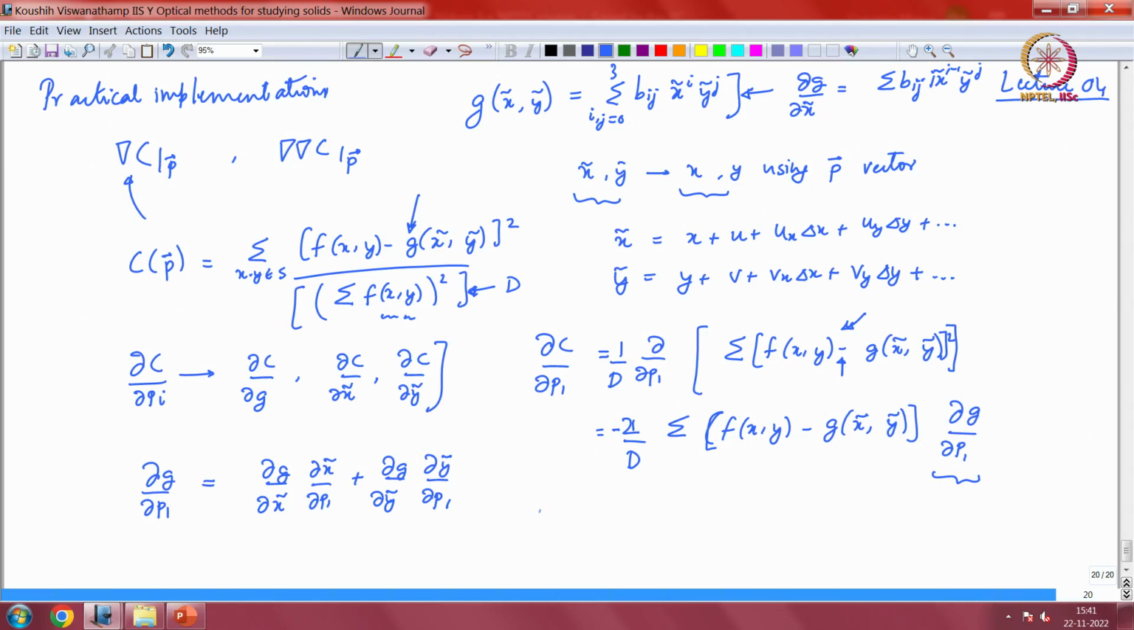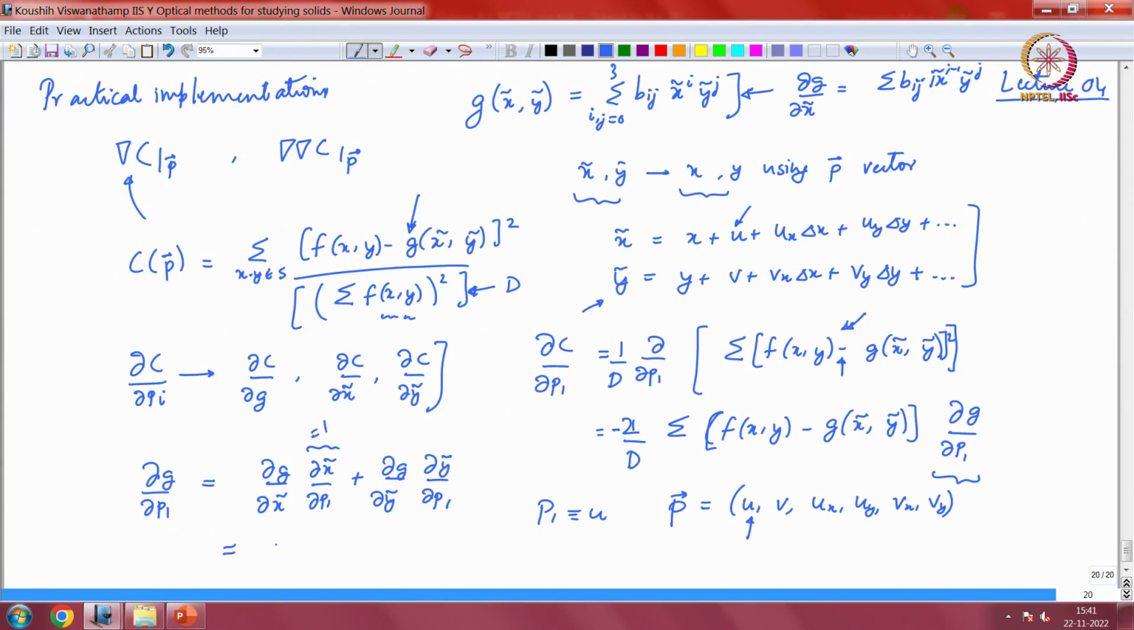Okay. Now, p 1 of course is u. Remember, p bar was u, v, u x, u y, v x, v y. So, p 1 is just u. So, dou x tilde by dou p 1, if you go back here, dou p 1 is this. So, dou x tilde by dou p 1 is 1, right. Dou y tilde by dou p 1 is dou by dou u of this, which is 0, right. So, the only term that will survive is this, and that is equal to 1.